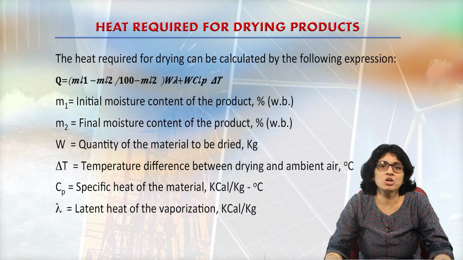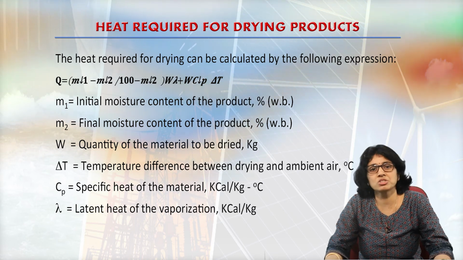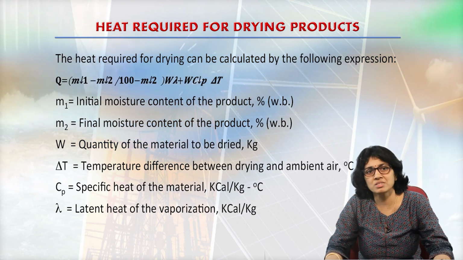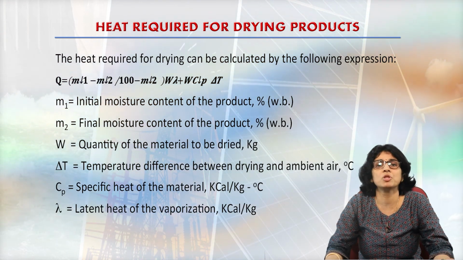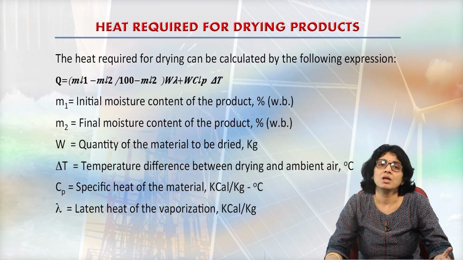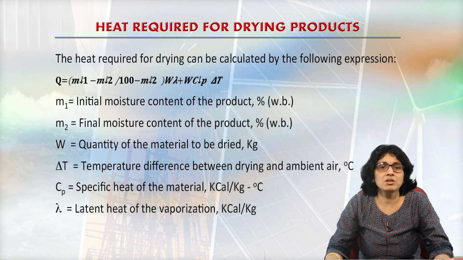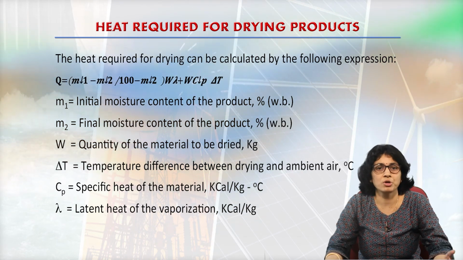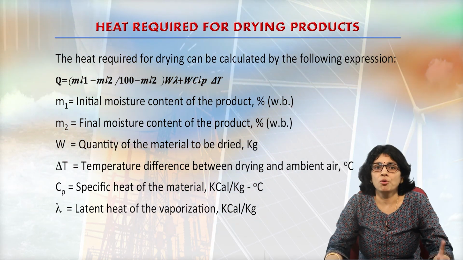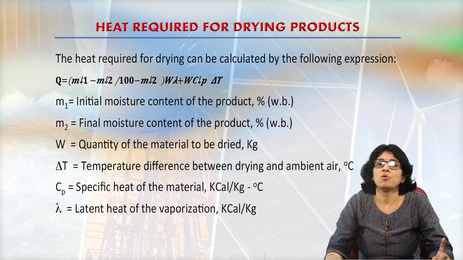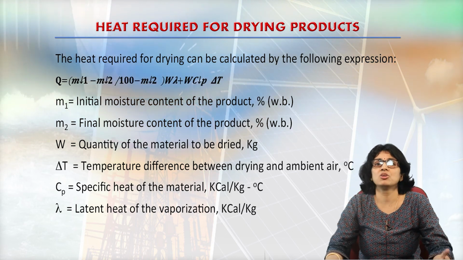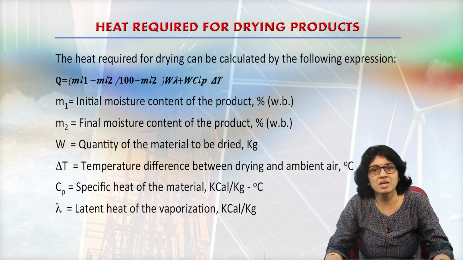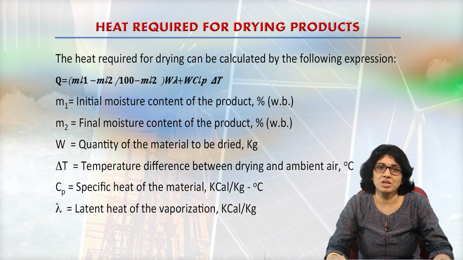M1 is the initial moisture content of the product, that is in wet basis. M2 is the final moisture content of the product, that is in wet basis. Here W is the initial weight of the product to be dried in kg. Lambda is the latent heat of vaporization in kilocalorie per kg, plus WCp delta T, where Cp is the specific heat of the product and delta T is the temperature difference between the drying and ambient air, that is in degree centigrade.